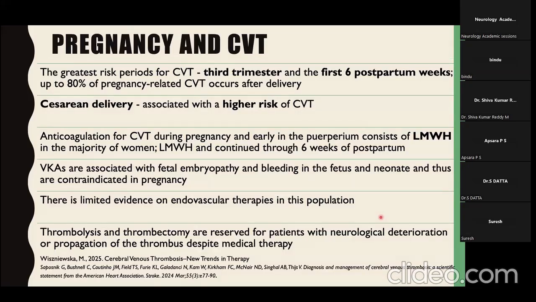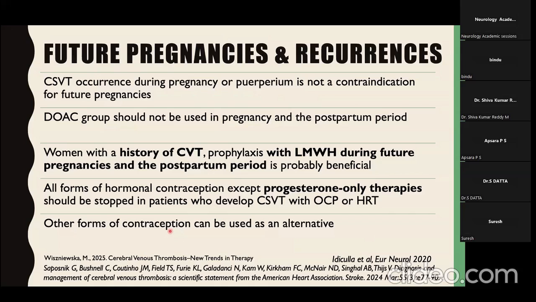Pregnancy: high risk in the third trimester and first 6 weeks of postpartum. Cesarean delivery is associated with high risk. In CVT patients with pregnancy, low molecular weight heparin is indicated during pregnancy and also for 6 weeks of postpartum. Warfarin during pregnancy is avoided due to teratogenicity, and there is limited evidence for endovascular therapies in pregnant patients. Thrombolysis and thrombectomy are reserved for patients deteriorating in spite of anticoagulation.